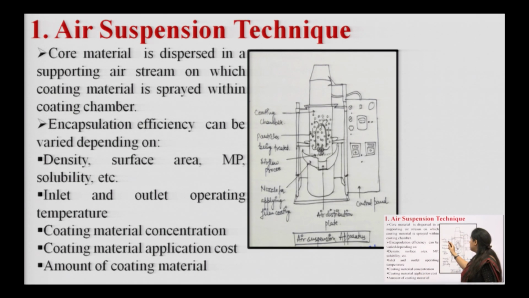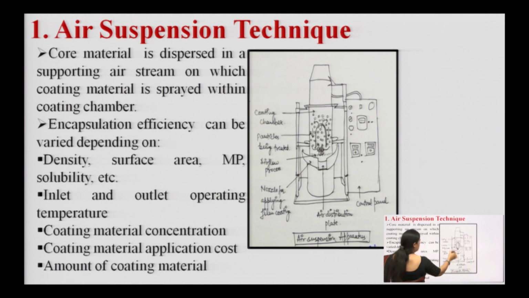As you can see here, this is the coating chamber. These are the small particles, and this is the nozzle, along with the air distribution plate, control panel, and the particle being treated. These are the core particles on which the polymer coating is to be done. This is the coating chamber, with the air flow process and the nozzle for applying film coating.